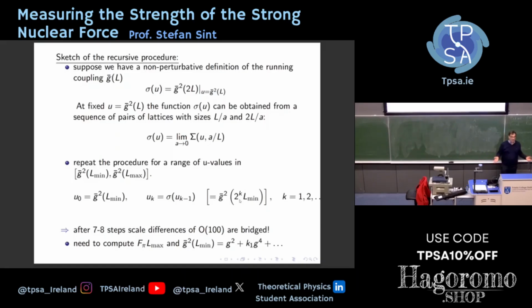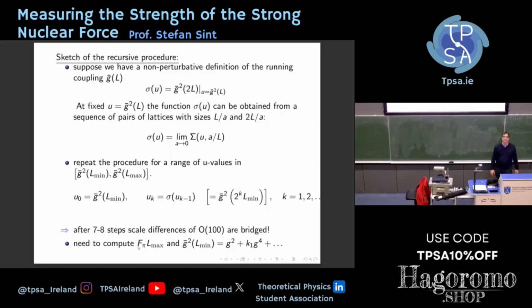And if you have 7 or 8 steps done, you have an order 100 scale difference covered. And actually, we can easily do a factor 1000. 10 steps is 1000. 2 to the 10 is 1024. Okay, and so what you then need to do is, in the maximal box size, which is now at low energies, you compute a hadronic quantity, and there you don't have a large scale difference now. You have a large box size, and you have hadronic quantities that you can compute at the same volume. And you compute, for example, f pi times L max here.